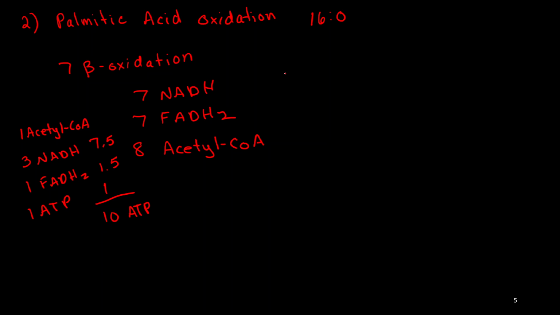So the 7 NADH times 2.5 is going to give you 17.5, right? 7 FADH2 times 1.5, 7 plus 3.5 is 10.5. And 8 acetyl-CoA, each acetyl-CoA gives you 10 ATP, so that gives you 80 ATP. If you add this together, that's going to give you 108 ATP.